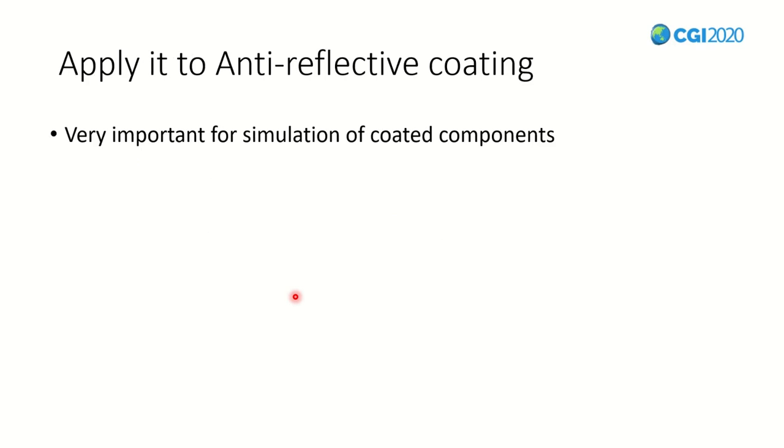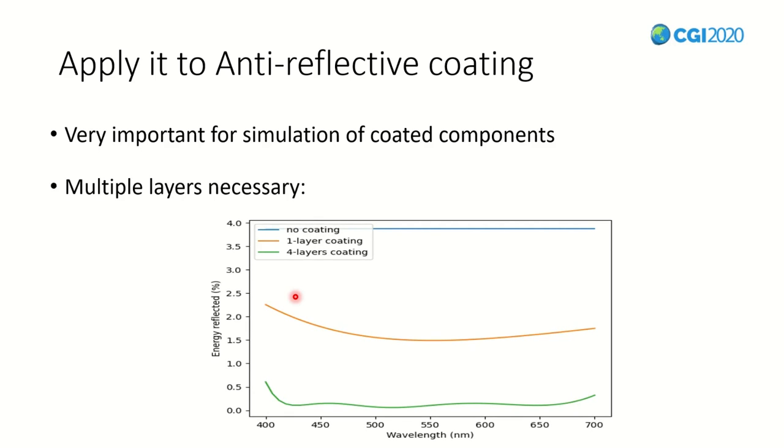So why apply it to anti-reflective coating? Well, anti-reflective coating is very important to be simulated efficiently and accurately because they are widely used in the industry on top of manufactured material. So it's important to have a simple way to model them. And it's also a good example where multiple layers are necessary.